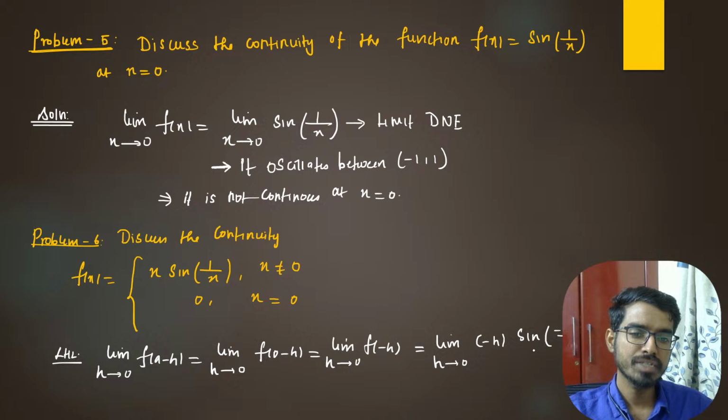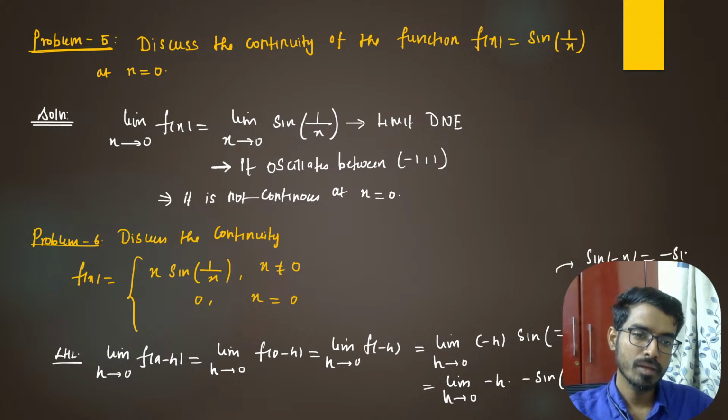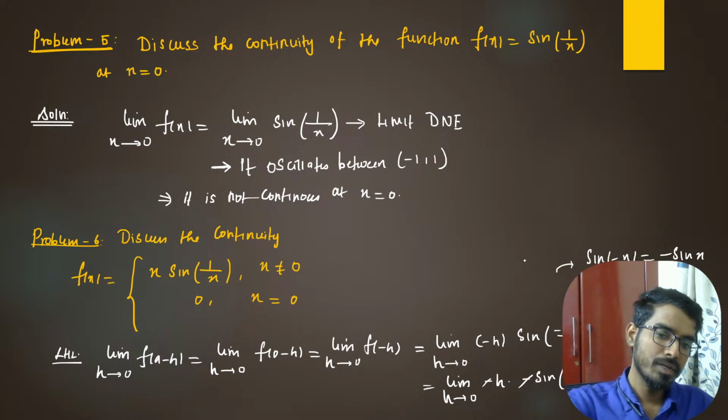So this is an odd function. So this is the limit as h tends to 0 of minus h times sine of minus 1 by h, because sine x is an odd function, right? So sine of minus x is minus sine x. So these two will become positive.